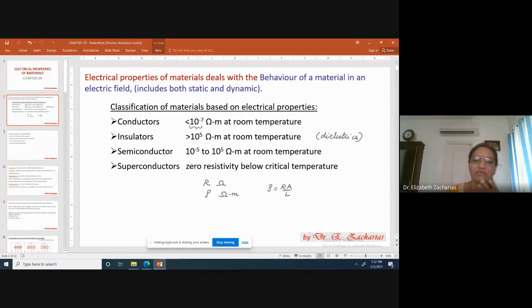Conductors, as the name itself suggests, will have very good electrical conductivity. By the by, conductivity and resistivity are reciprocals of each other. Conductivity is 1 by resistivity. So conductors will have a good conductivity, or if you look at the resistivity, you will find that the resistivity is going to be very small for conductors. It's about 10 to the power of minus 7 ohm meter at room temperature. Whereas insulators don't conduct electricity, so their resistivity will be very, very high, 10 to the power of 5 and above. And between these two categories lies what is called semiconductor.